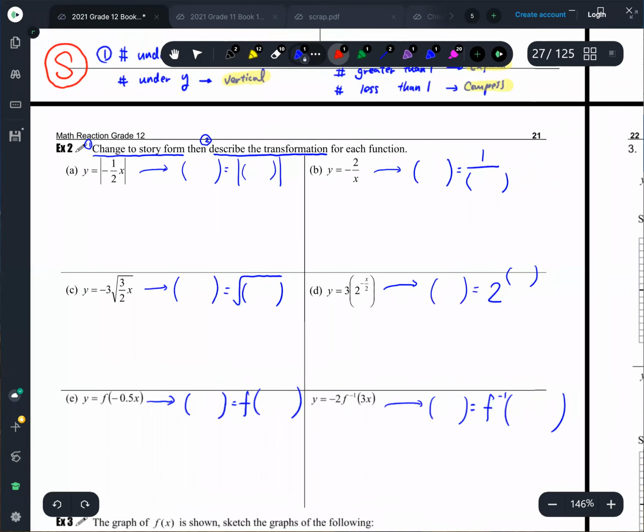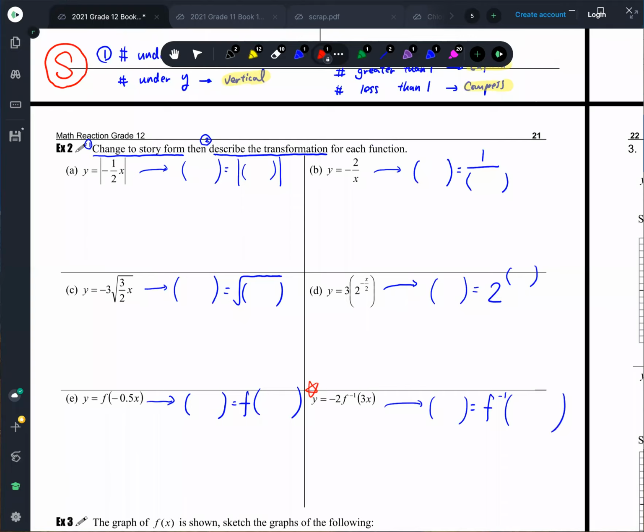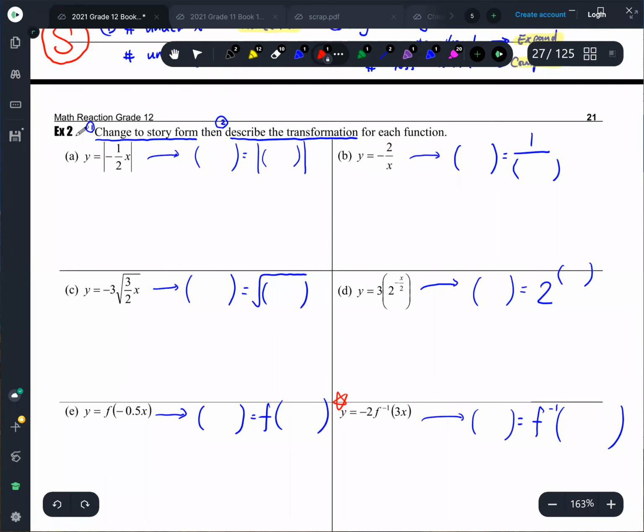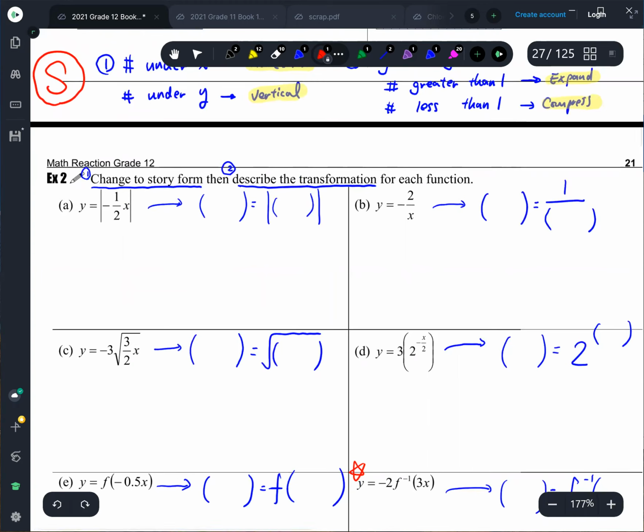Okay, you guys can put a star on this one. That should be question F. Oh, I missed the F. Okay, so that one has the inverse. So I'll let you guys start. Let's do 2 questions at a time, okay? So question A and B first. So change the form and write the R and S.